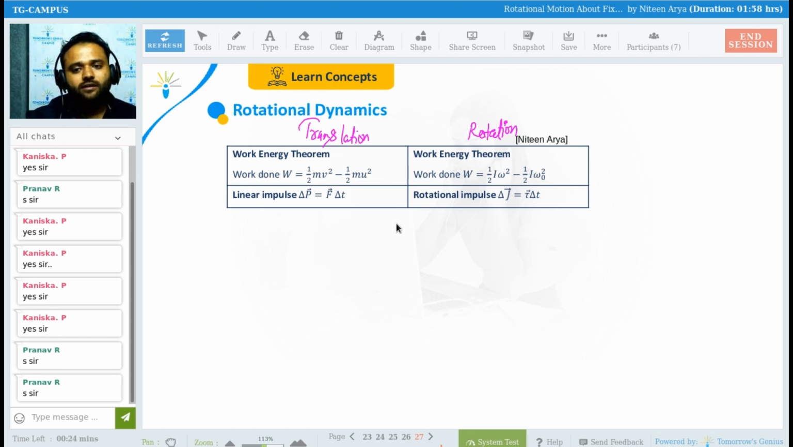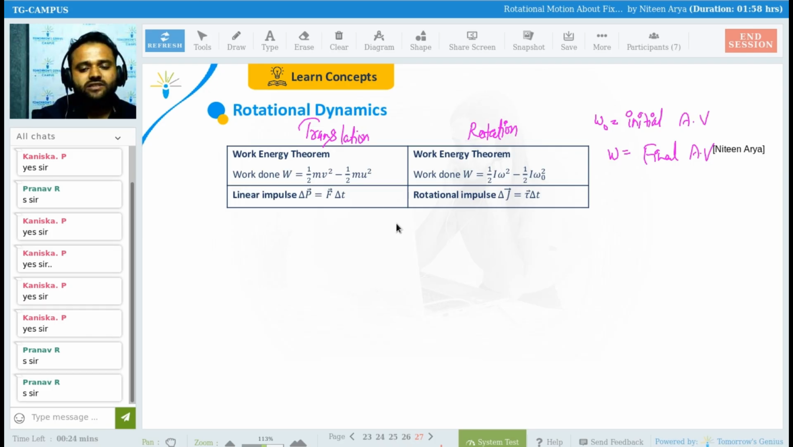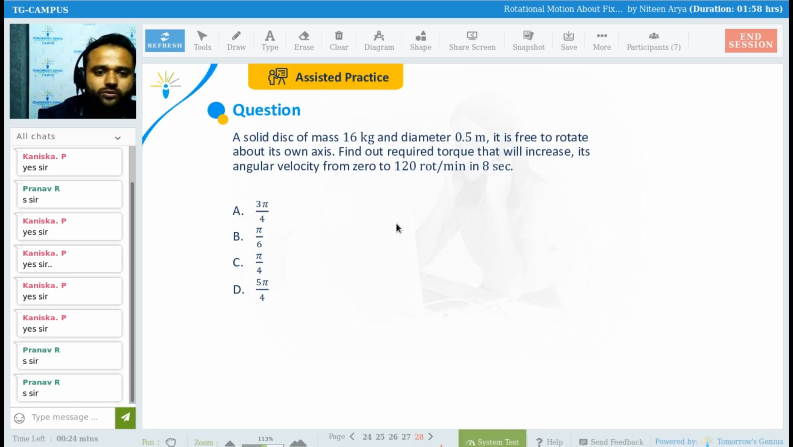Okay, 1 by 2 I omega square minus I naught omega square. I naught is initial angular velocity and omega is final angular velocity. Rotational impulse is the change in angular momentum, just as linear impulse is the change in linear momentum. In this way we can finish this, but you need to do this. Okay, do that.